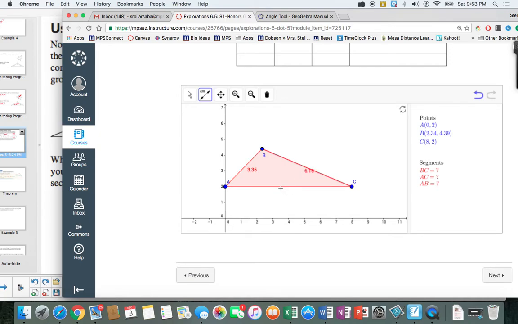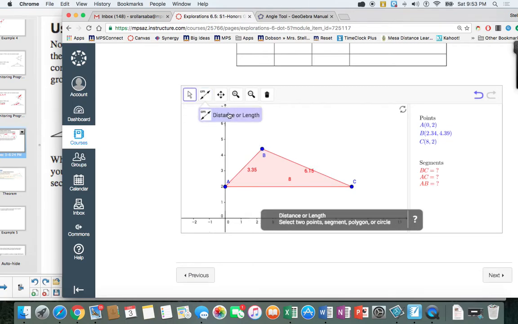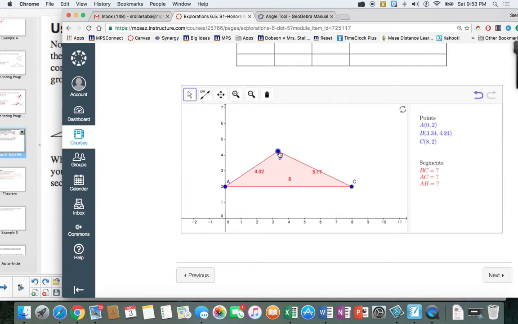Now you can see that this base here is 8, and you can see that these two sides add up to more than 8. Now I'm going to take the triangle and flatten it a little bit, and you can see that these two sides still add up to more than 8. I'll move 8 down here.